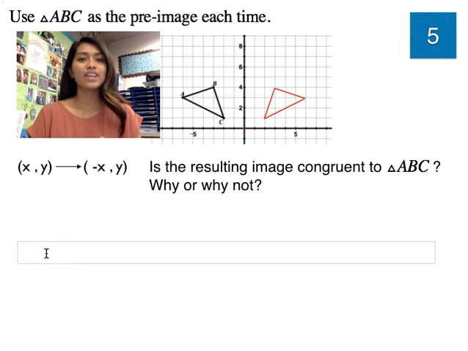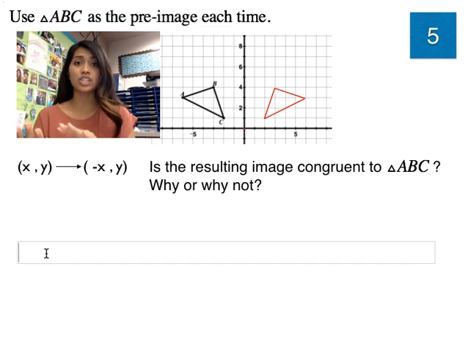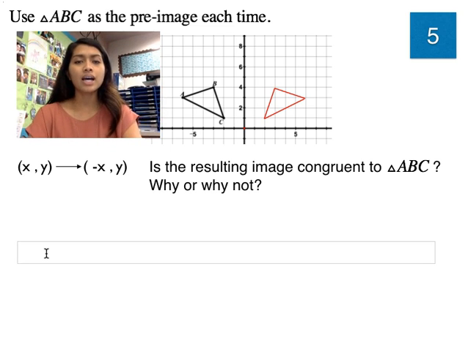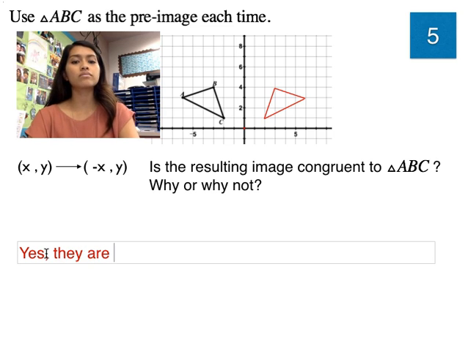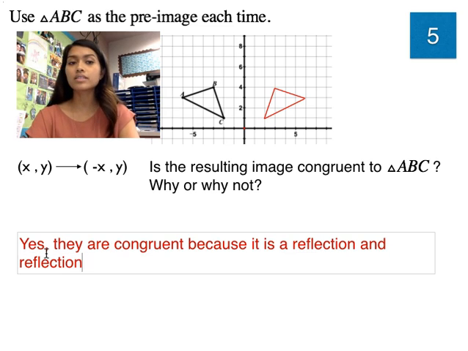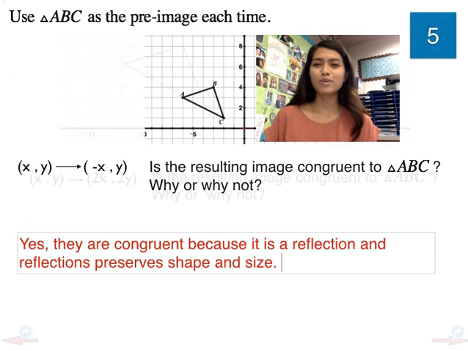So here, they're asking us, okay, based on the image we're given, are the figures congruent? It looks like it's a reflection. So I'm going to say they're congruent because, again, what do we know about reflections? It preserves the same shape and the same size. So I'm going to write that down. Yes, they are congruent because it is a reflection, and reflections preserve, that fancy word again, shape and size. That's it.